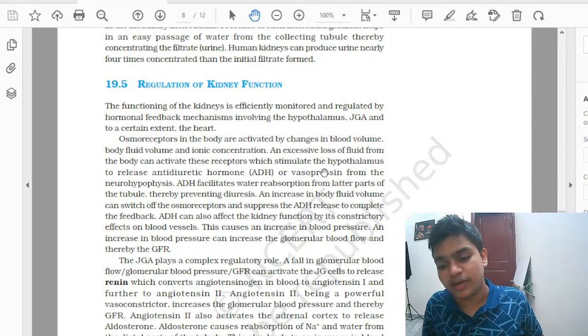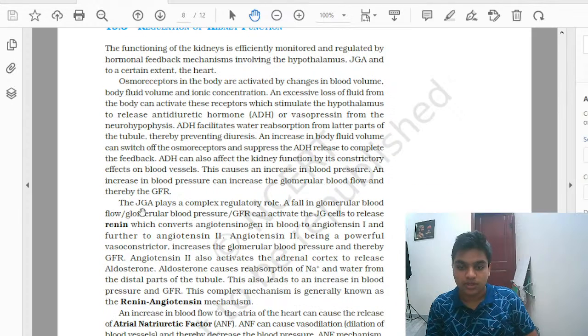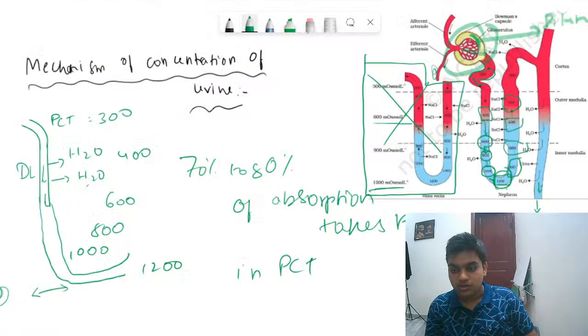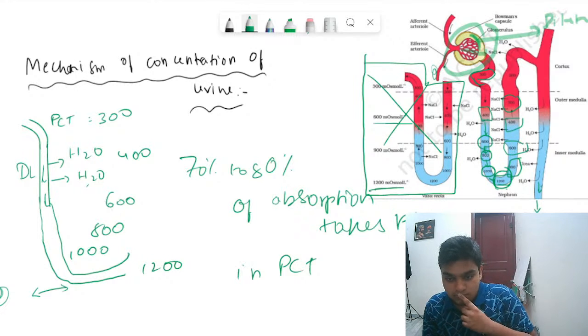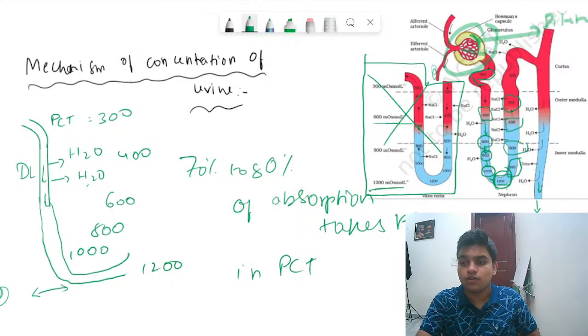Regulation of kidney function by different types of hormones. For this, this NCERT is okay, this is not that important. First, let us move back to the original board. Let me switch off this, let me switch on this. Yeah, let us move on further.